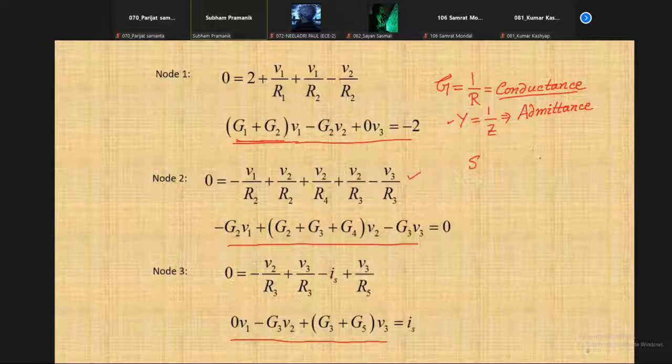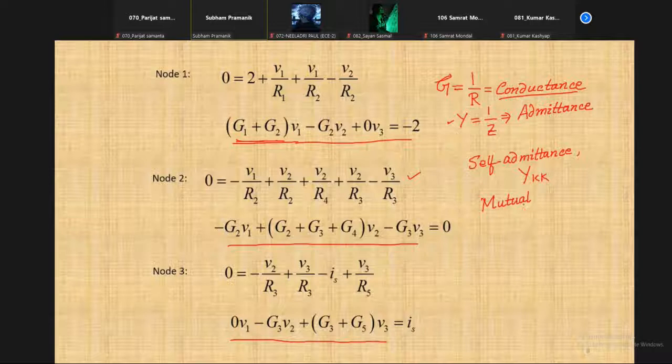So for a particular node, say K, we can write this as YKK. General notation. Similarly, there will be mutual admittance terms also. What is mutual admittance? If you compare this with the inspection method of mesh analysis, there you found that mutual impedance is the impedance shared by two adjacent meshes. Similarly here, mutual admittance is the admittance shared by two adjacent nodes. So you can call it YKJ, the admittance that lies between node K and node J.